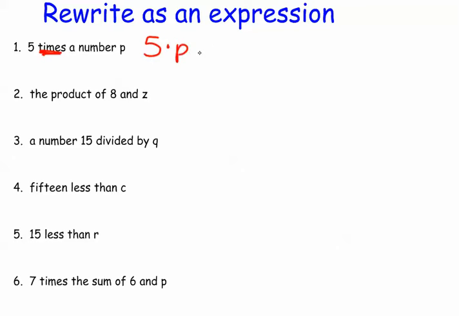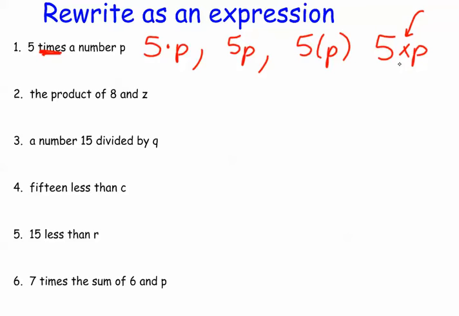Remember, I can write it that way, I can write it like that, or I can write it like that. Do you see why it's important to not do this? Because now someone might think that that is an exponent. Okay, so we're not going to use x as a multiplication sign anymore.